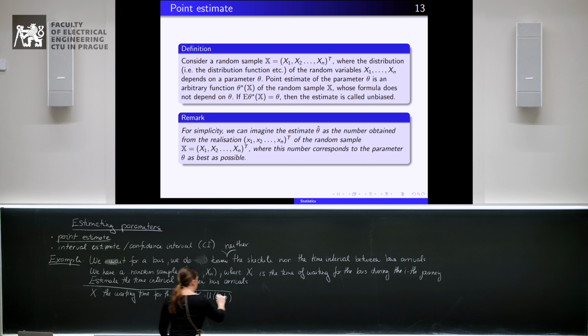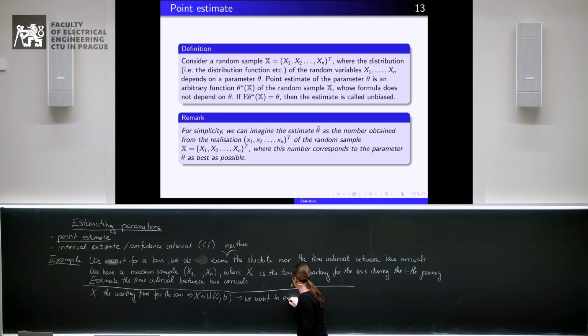So, we want to estimate B, and when we have an estimate, we write the letter which corresponds to the parameter we estimate, and we write this hat. This hat means that the thing we estimated is only the estimate from the data.